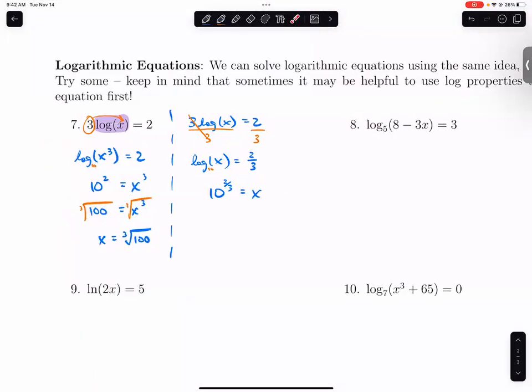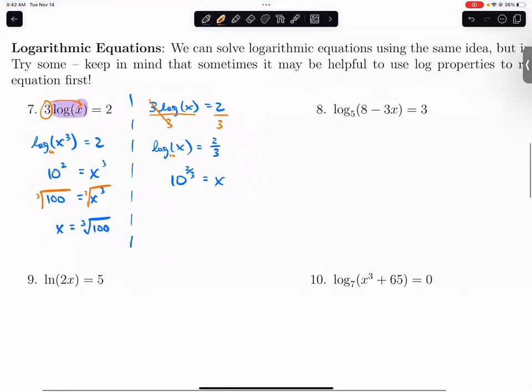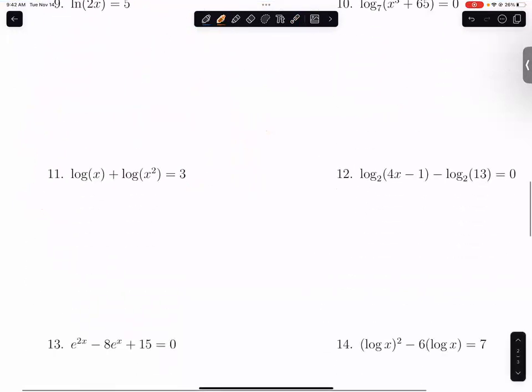Right? So like number 8. Actually, you try number 8. You do this. I just noticed what time it is.